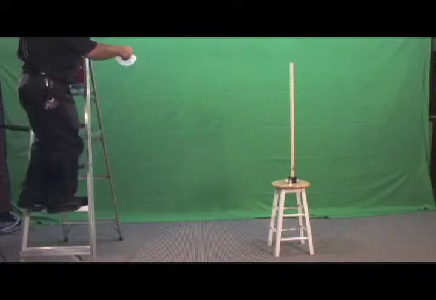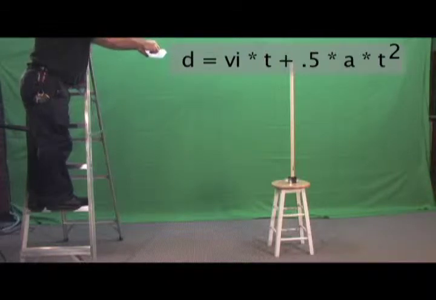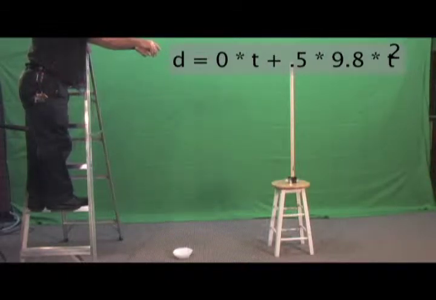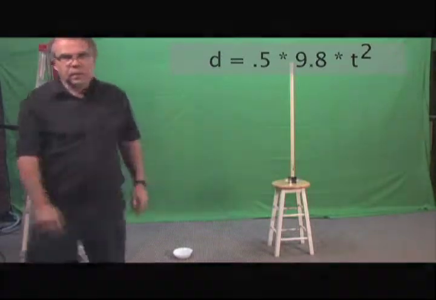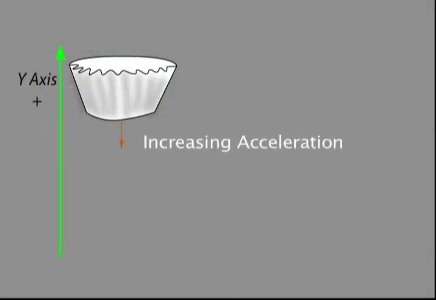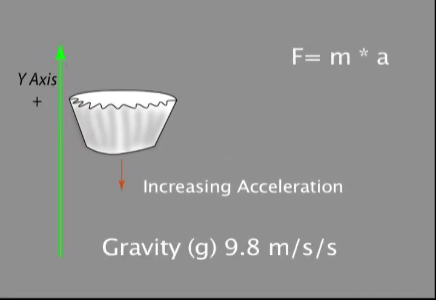For our second lab, I observed and videotaped a coffee filter in free fall. It became apparent that the net force was not equal to zero for this lab. The system and the surroundings must have influenced the motion. Gravity acted on the coffee filter due to its mass, causing it to accelerate at 9.8 meters per second squared.